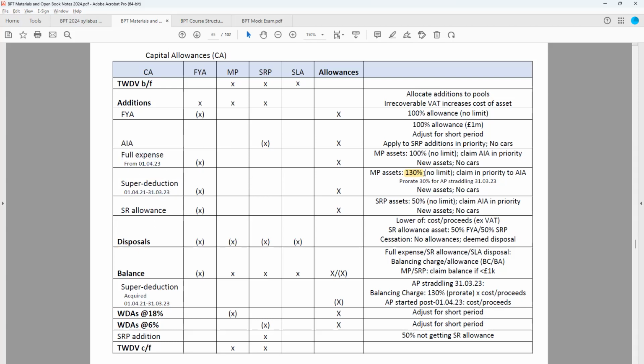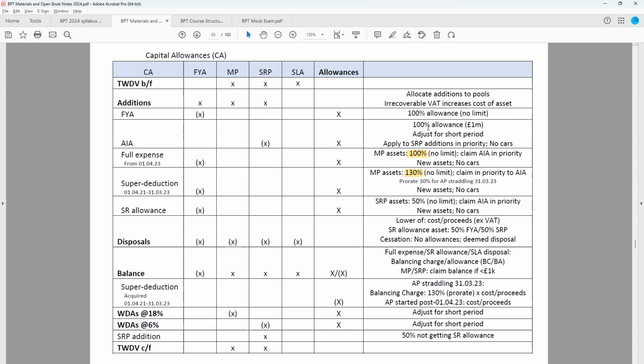From that day onwards, companies can expense the full amount, but it is better to claim AIA in priority because of the way it's treated as a disposal when that asset is sold off. That is very computational. That's very TC focused, I think. I don't think we're going to get lots of detailed calculations of prorating the 30% for an accounting period straddling this day in the BPT exam.